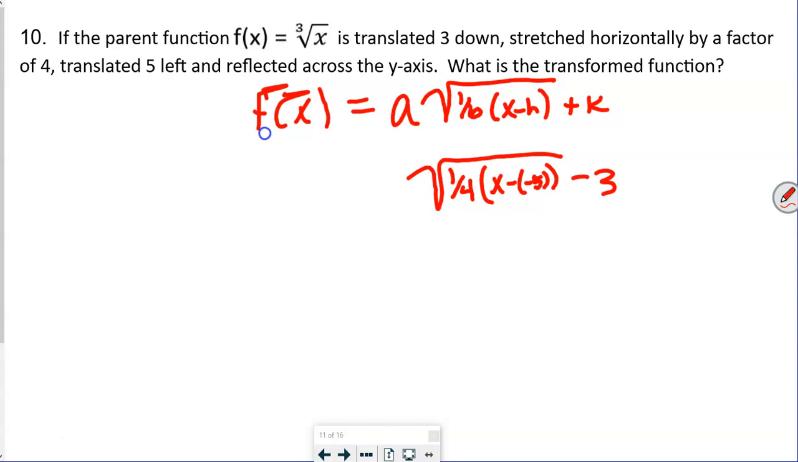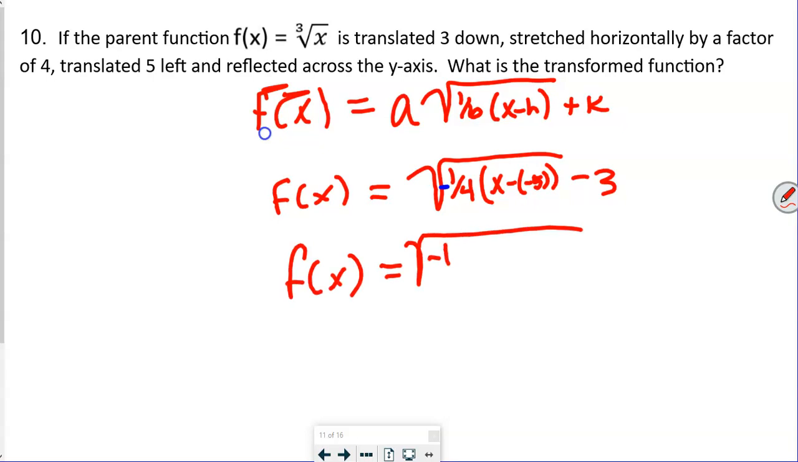And then it says it's reflected across the y-axis. Well, if it's reflected across the y-axis, remember that's going to be negative under there. B is going to be negative if it's reflected across the y-axis, and A is going to be negative if it's reflected across the x-axis. So that's my f of x. So let's go ahead and simplify this a little more. So f of x is equal to the cube root of minus 1/4 x plus 5, minus 3. Okay? All right, let's look at the next one.